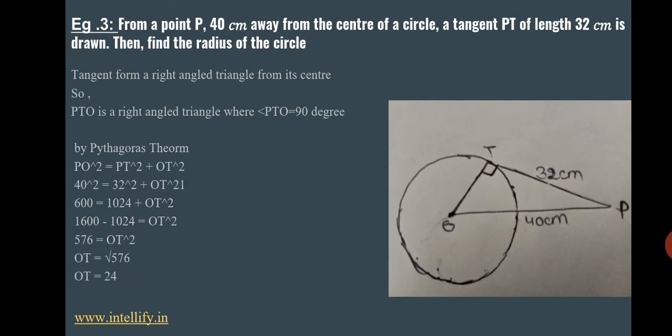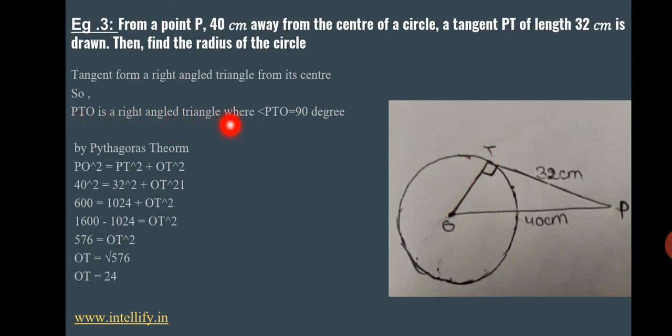Let us see the third example. From a point P 40 centimeter away from the center of a circle, a tangent PT of length 32 centimeter is drawn. Find the radius of the circle. First you have to draw. So I draw one circle and P is 40 centimeter away from the center of the circle, which is PO 40 centimeter, and the tangent PT of length 32 centimeter is drawn, and we have to find the radius of the circle. We have to find OT.